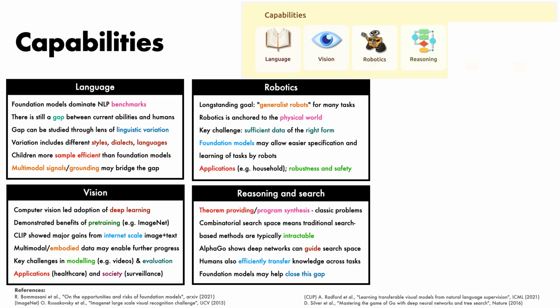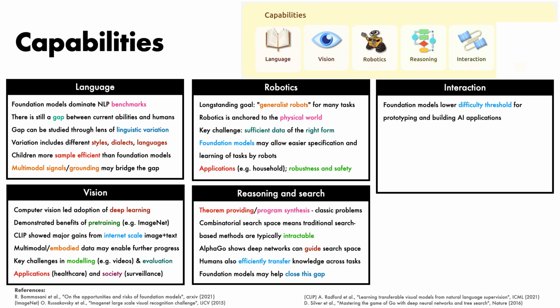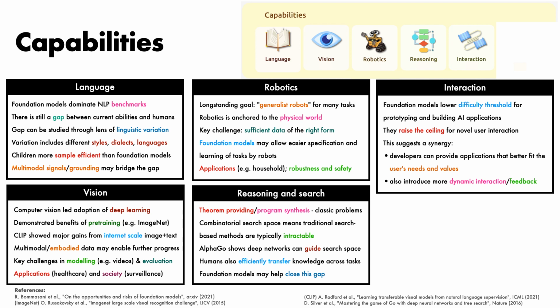Foundation models appear to show clear potential to transform the developer and user experience for AI systems by lowering the difficulty threshold for prototyping and building AI applications due to their strong sample efficiency when performing adaptation. At the same time, they raise the ceiling for novel user interaction as a result of their multimodal and generative capabilities. This suggests a form of synergy in which developers can provide applications that better fit the user's needs and values, while also introducing more dynamic interaction and feedback.